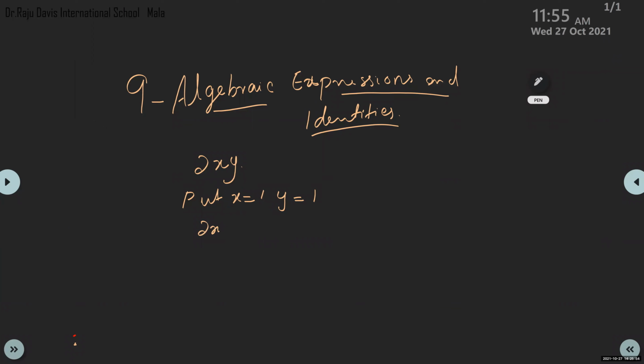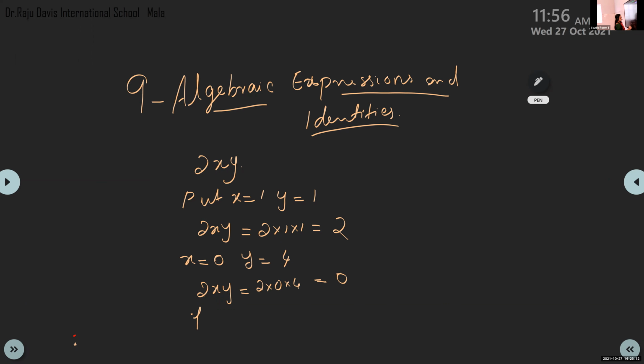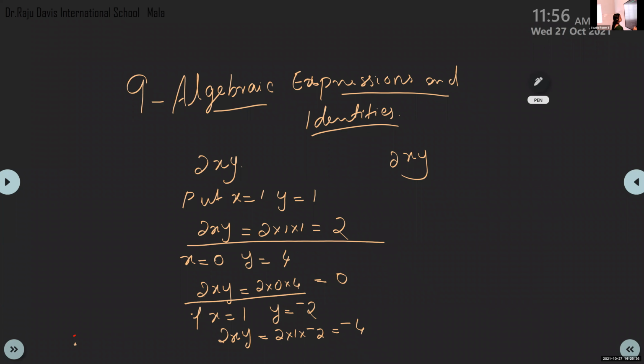Okay, so put x equal to 1 and y equal to 1. Then 2xy equal to what? 2xy equal to 2 into 1 into 1, it is 2. And if x equal to 0, y equal to 4, then 2xy equal to 2 into 0 into 4, which is 0. If x equal to 1, y equal to negative 2, then 2xy equal to 2 into 1 into negative 2 equal to negative 4. So this algebraic expression 2xy can have different values for different values of x and y.